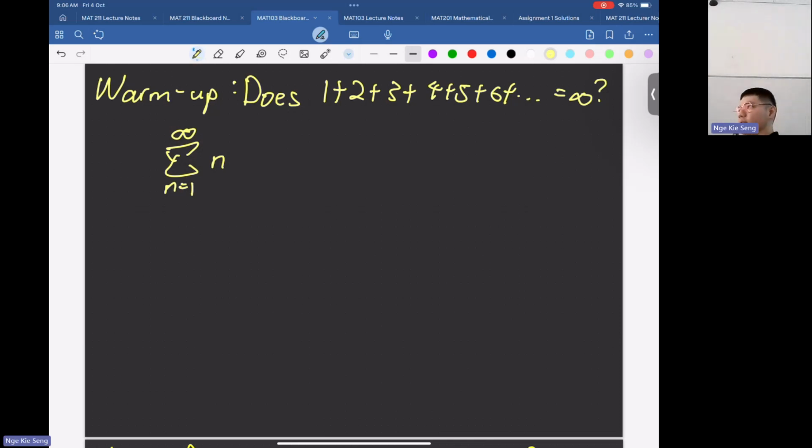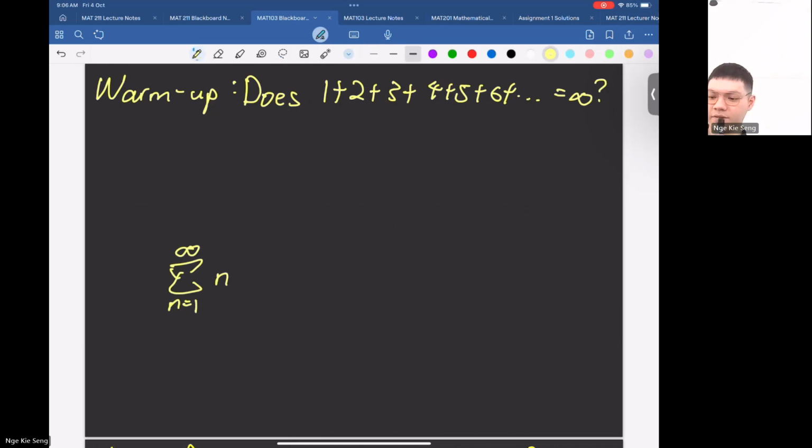Test for divergence. So what do you get if you want to use the test for divergence? What do you compute first? You compute the limit of a_n. What's a_n here?